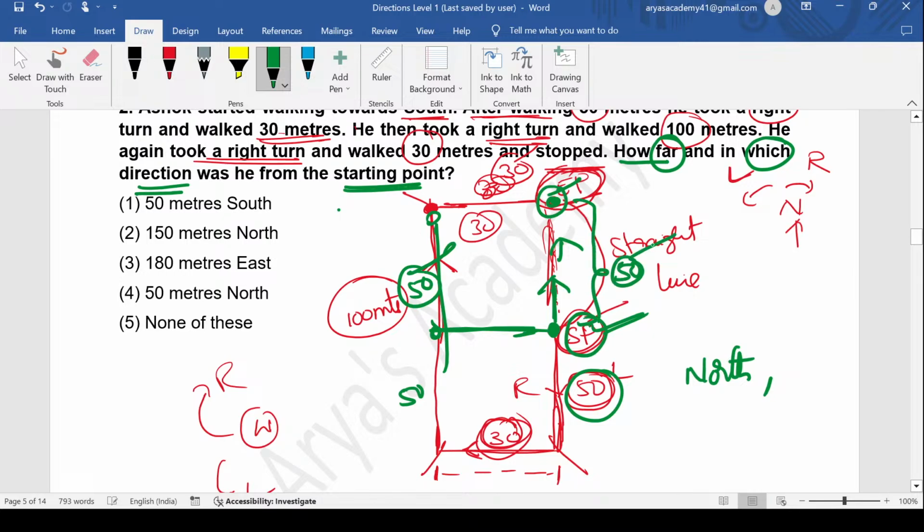So again the distance is 50. So towards north and at a distance of what? 50 meters. So he is 50 meters away and towards the north direction from the starting point, or the end point is 50 meters away in the direction of north from the starting point. So the answer is the fourth option, 50 meters north. So hope everybody got this. If you have any doubts, you can ask your doubts.